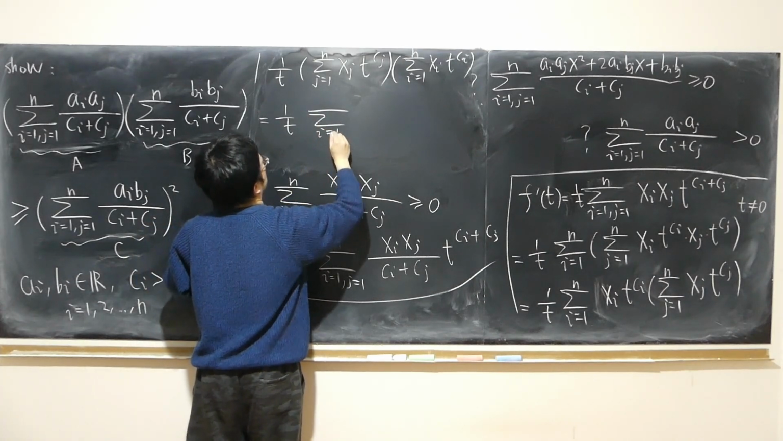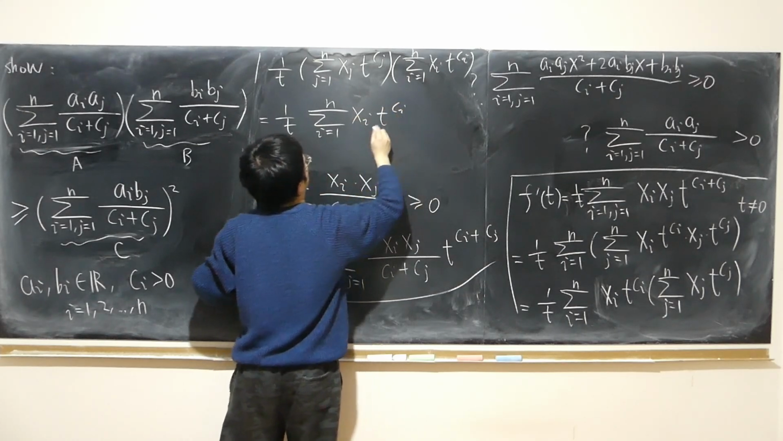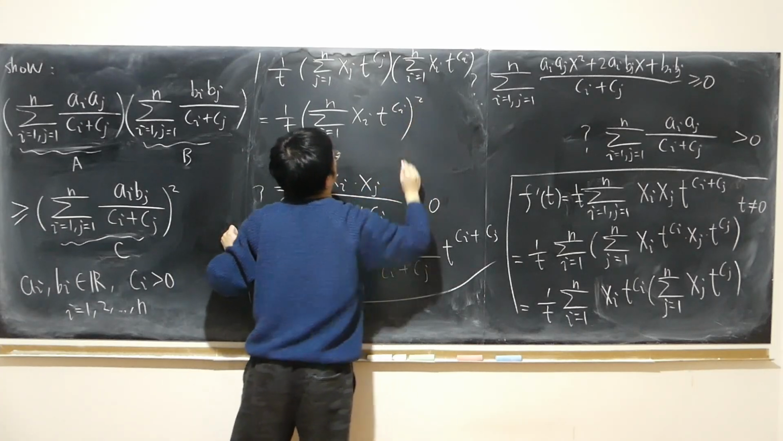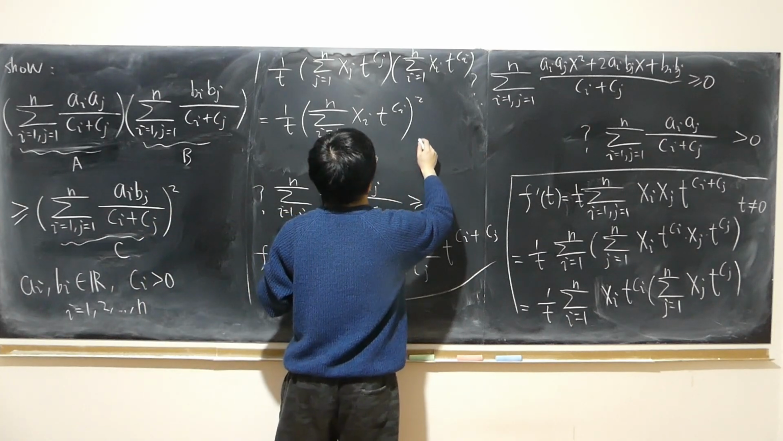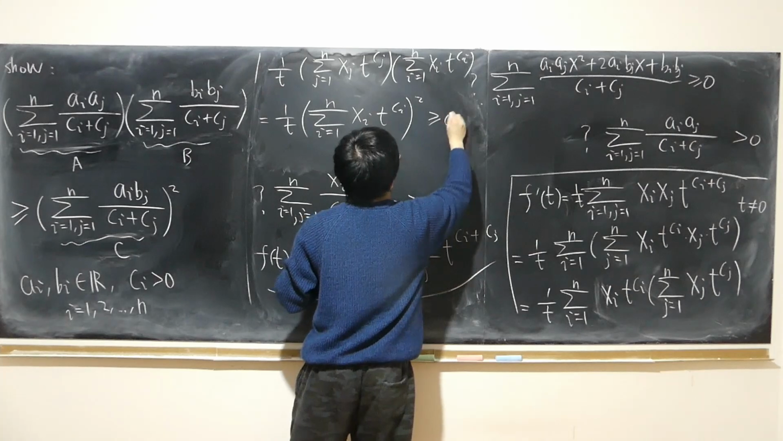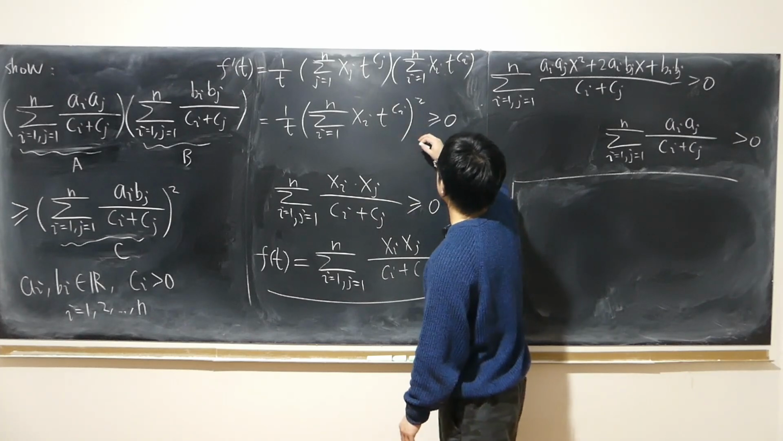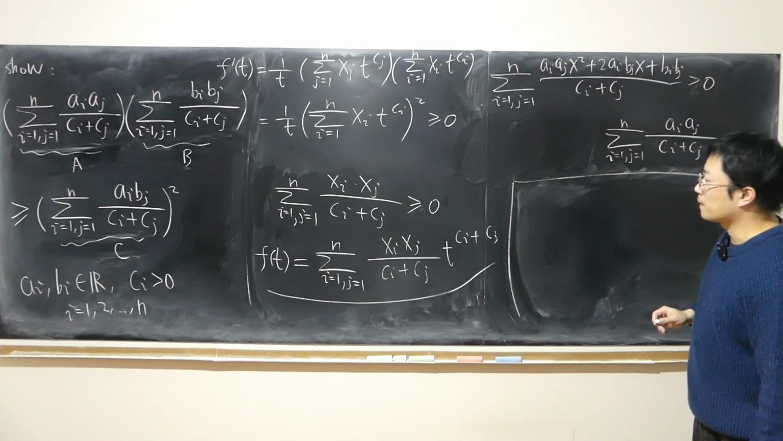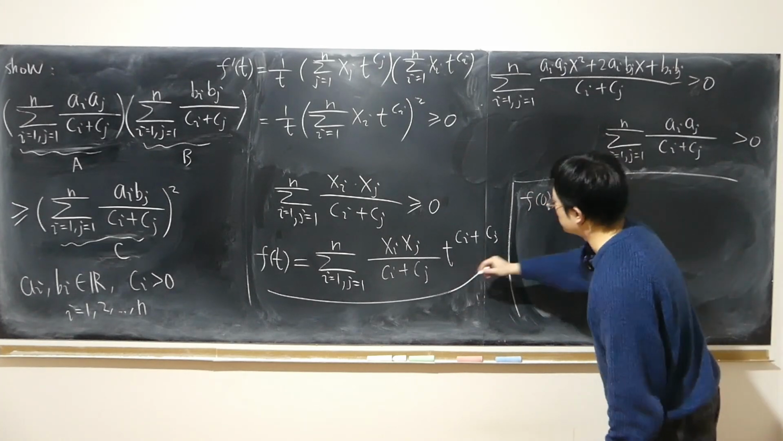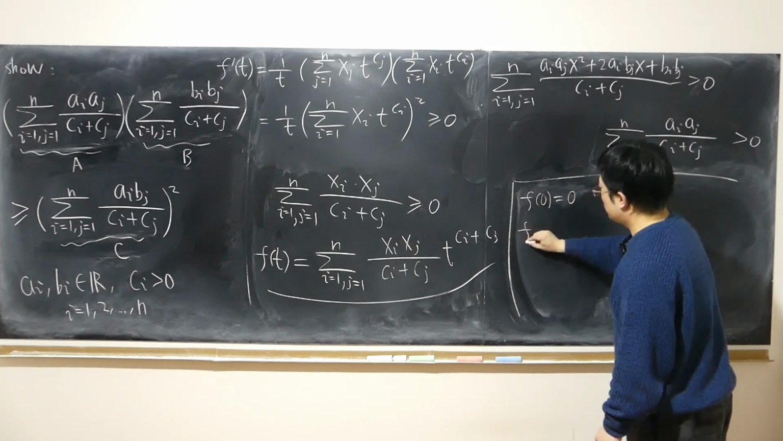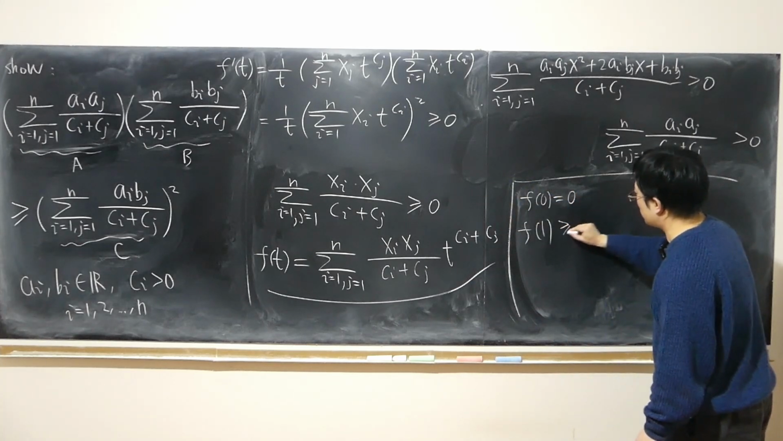So i goes from 1 to n, xi t to the ci, quantity squared. That is the derivative of f of t. Of course, always non-negative. We reached the derivative of f of t equal to this part, so obviously non-negative. Now, what is f of 0? Obviously 0. So, since it's an increasing function, therefore f of 1 has to be bigger than or equal to f of 0.